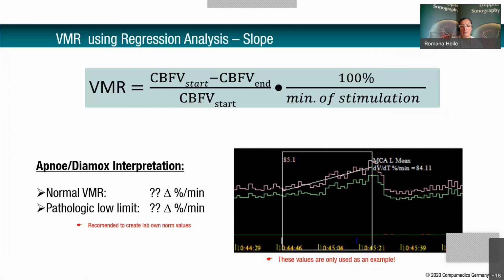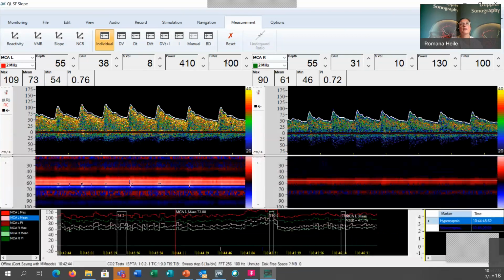So let's have a look at the software. For the rate of change, you have here the test, you have here the mean. So we select the mean. We look for the steady state of normal, that would be now for the rate of change, and you look for the steady state of hypercapnia. And then you click VMR and get the increase in percent.